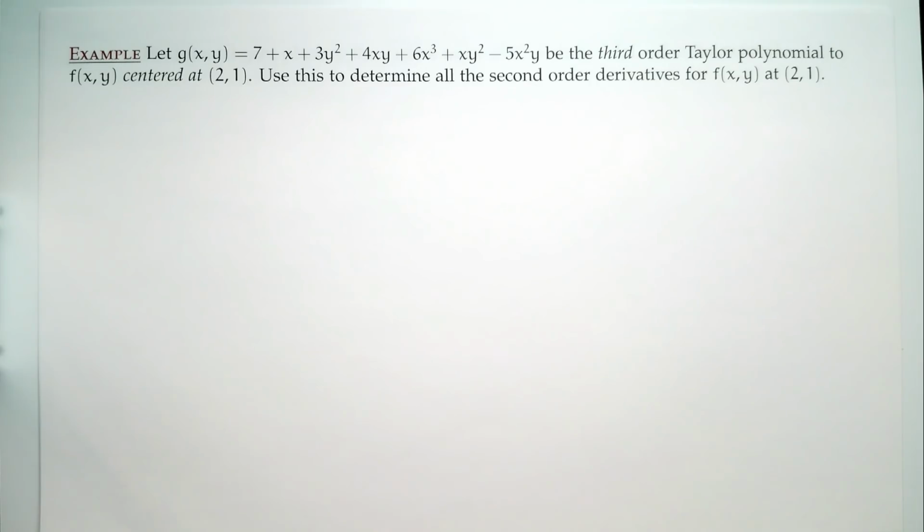So let g of x,y equal 7 plus x plus 3y squared plus 4xy plus 6x cubed plus xy squared minus 5x squared y be the third order Taylor polynomial to f of x,y centered at 2, 1. Now, what does this mean? Let's be careful here. Third order just tells us how many derivatives we match. So when we say third order, that says all the derivatives match up through order 3. So the first order derivatives, the second order derivatives, and the third order derivatives. All right, and it's centered at 2, 1.